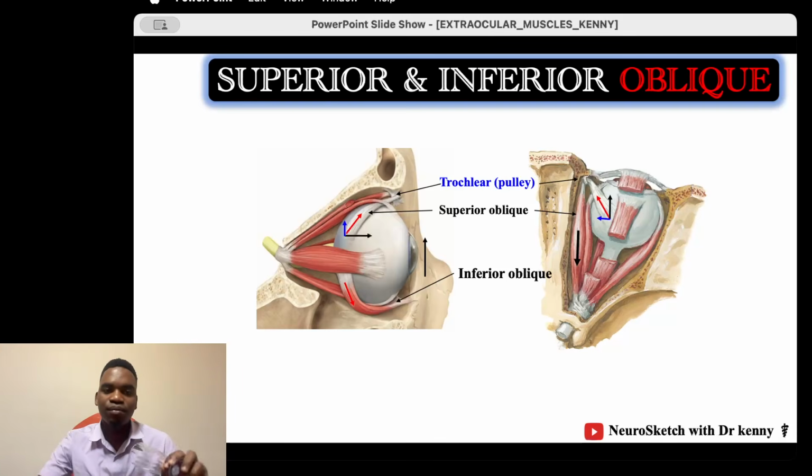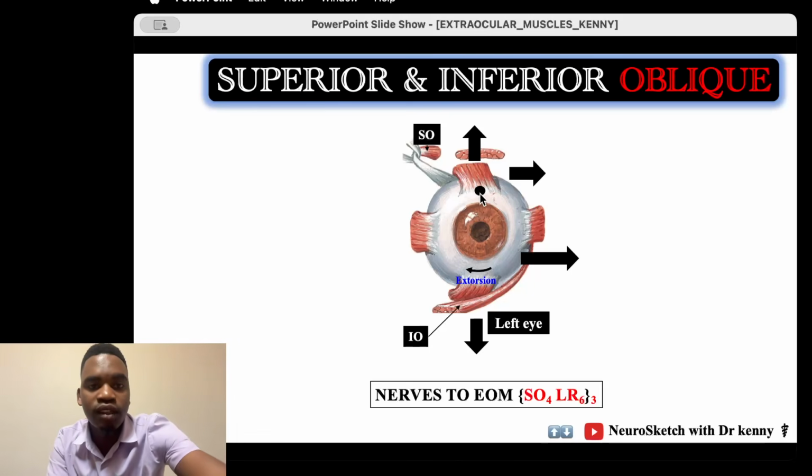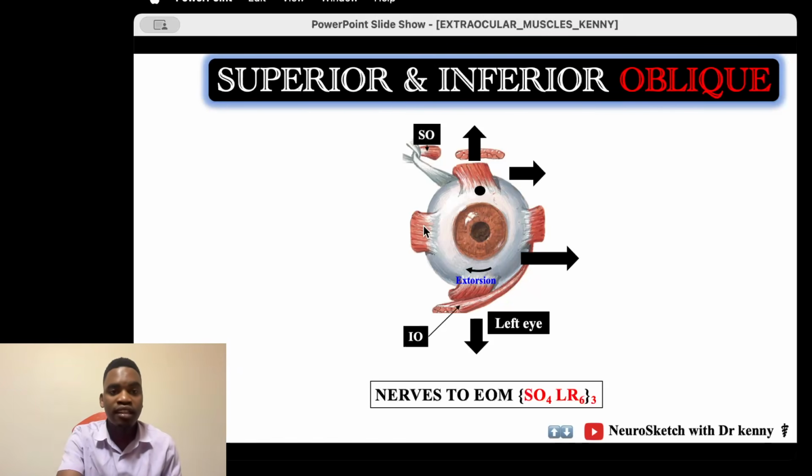Okay, so that's it. I want to summarize. Intorsion, as I told you the other time, is the medial rotation. So this is the left eye. Intorsion means you are observing the 12 o'clock position. If the 12 o'clock position moves medially, that is intorsion. But if the 12 o'clock position moves laterally, that is extorsion.